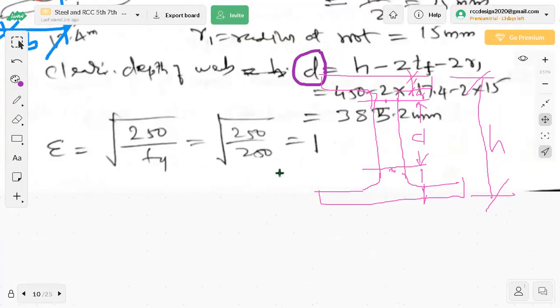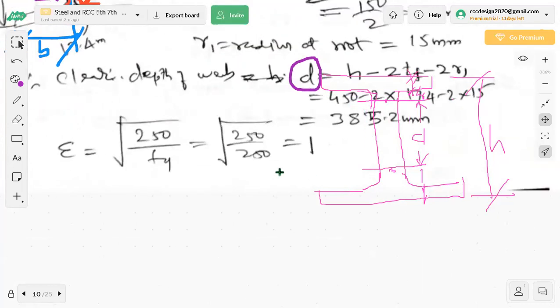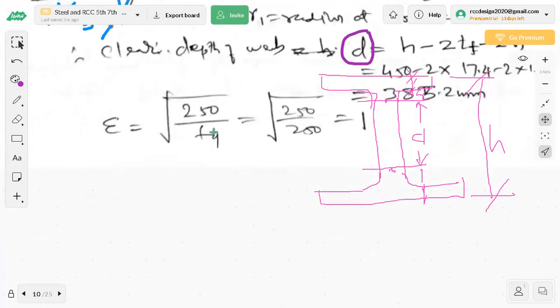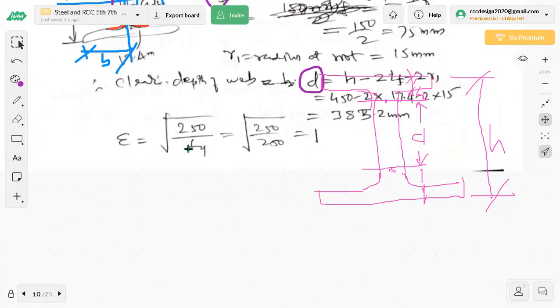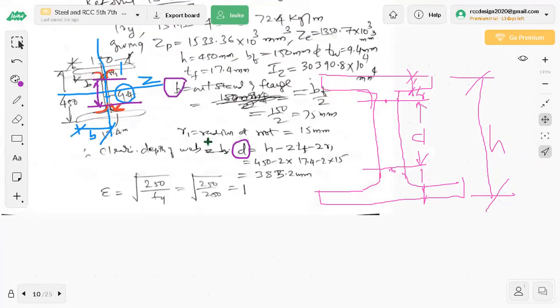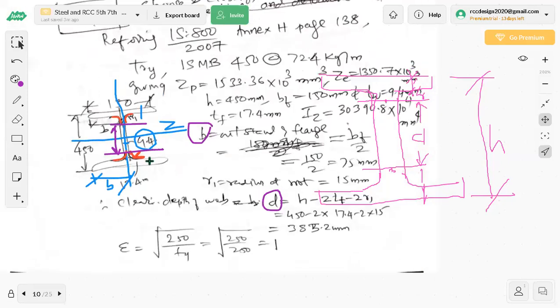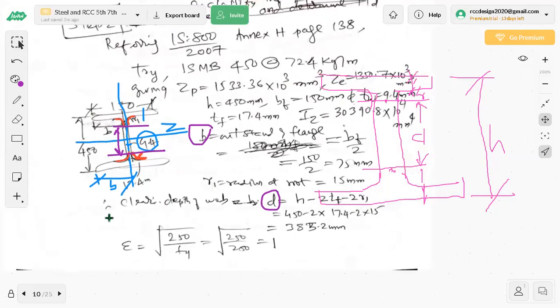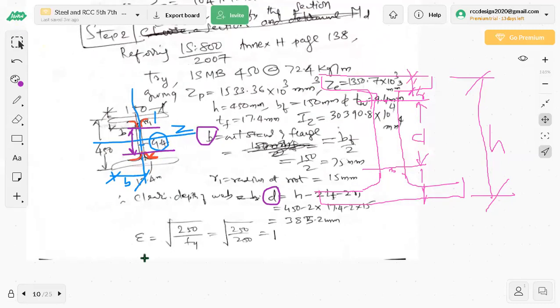Then calculate epsilon, square root of 250 by Fy. Since the material used has Fy value of 250 only, this is becoming 1. Where it is used, I will show you. Now these are the properties. Ultimately I am able to find out b and d values, which are used to define whether the section is compact or plastic. That I will show you here.